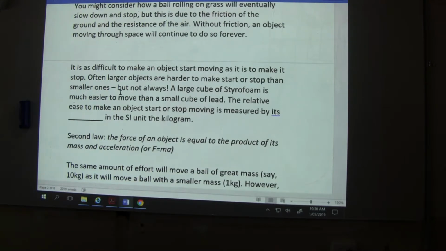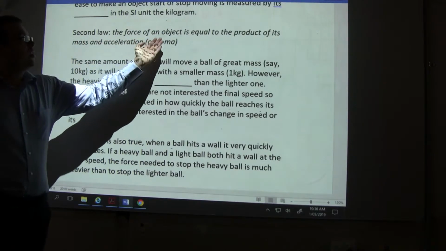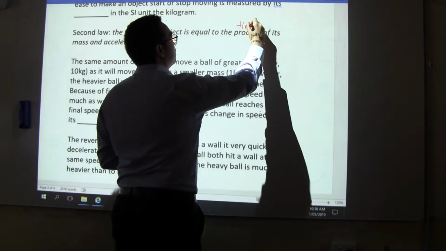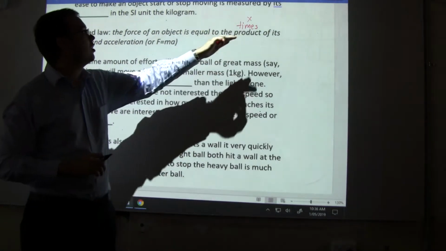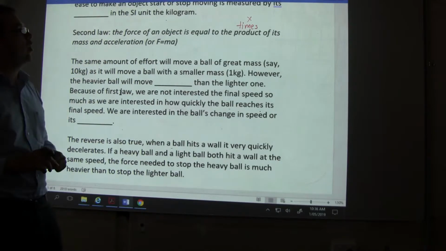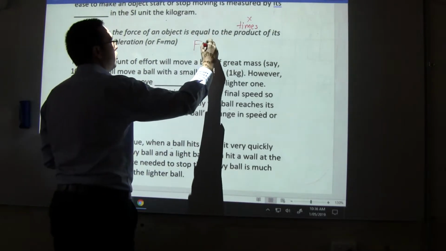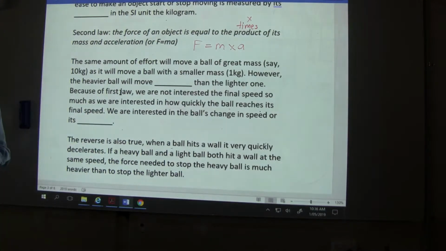Okay. The second law. The second law, because it's a law, I'm going to say it in a big voice. The force of an object is equal to the product, that means times, of its mass and acceleration. Or, how most people say this: force equals mass times acceleration. That is an easy way to say what I said. I just used fancier words.